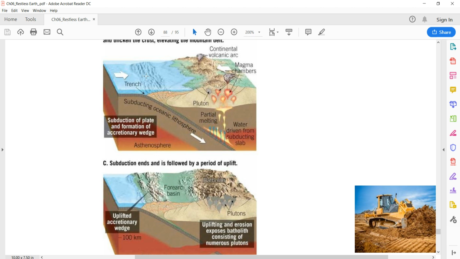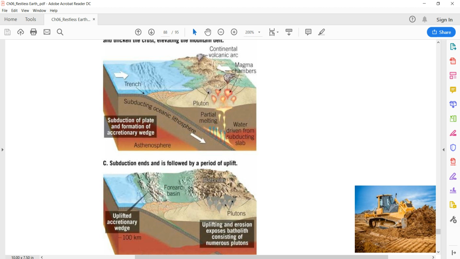The continental plate will scrape off the sediment from the face or the bottom of the ocean. The sediments will be deposited. The oceanic plate will subduct, and it will create this series or chain of volcanic arc further inland.